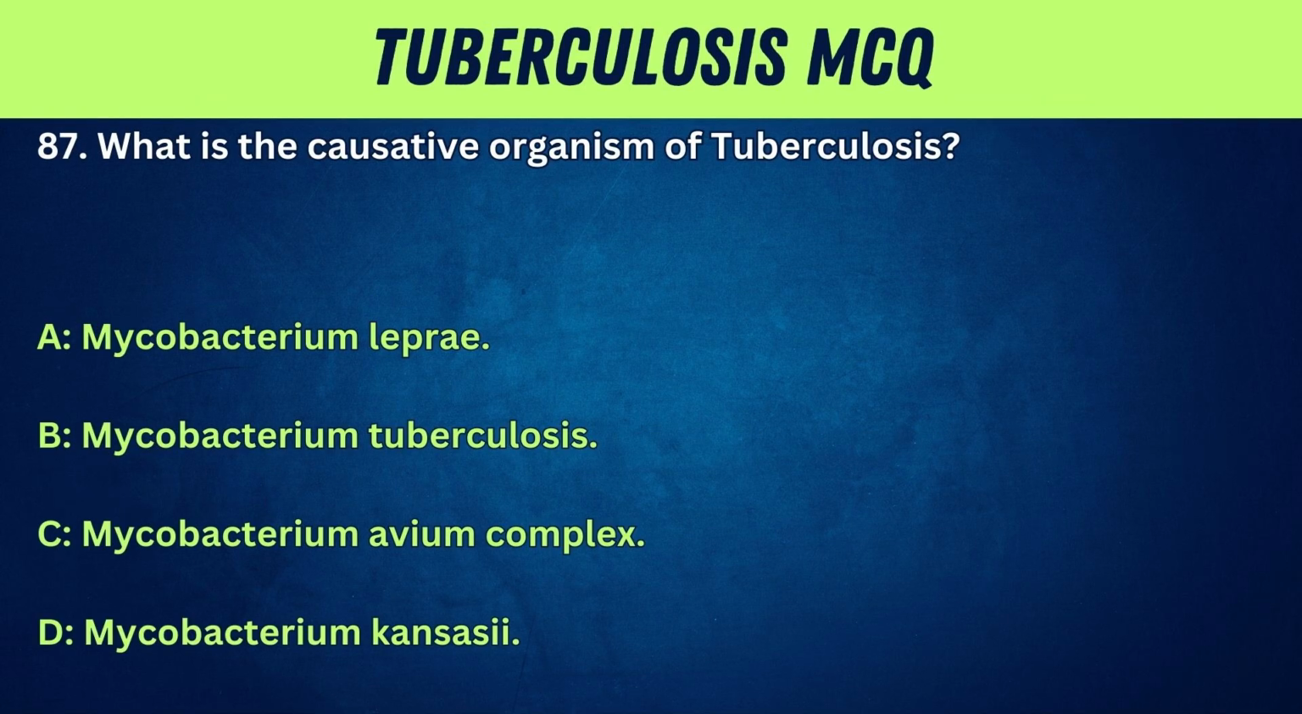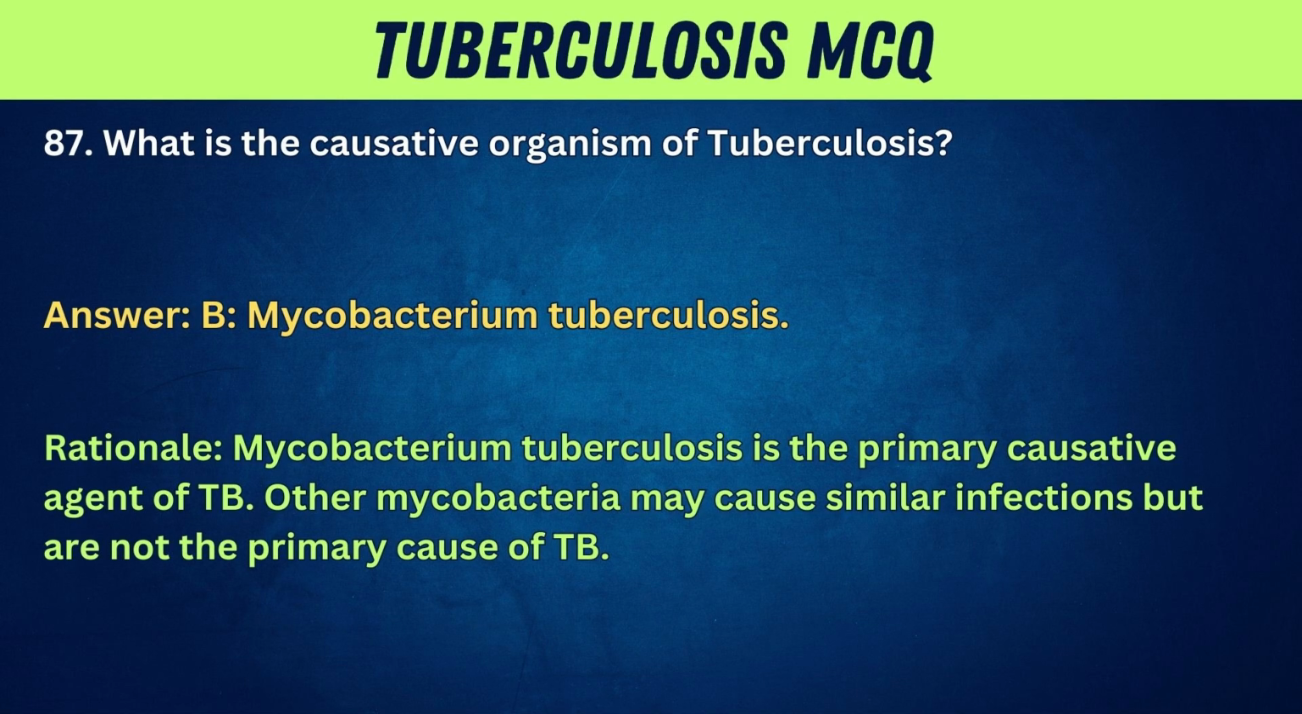87. What is the causative organism of tuberculosis? A. Mycobacterium leprae. B. Mycobacterium tuberculosis. C. Mycobacterium avium complex. D. Mycobacterium kansasii. Answer: B. Mycobacterium tuberculosis. Rationale: Mycobacterium tuberculosis is the primary causative agent of TB. Other mycobacteria may cause similar infections, but are not the primary cause of TB.